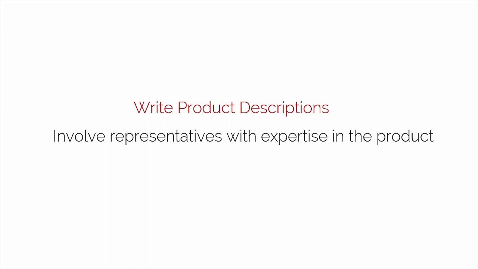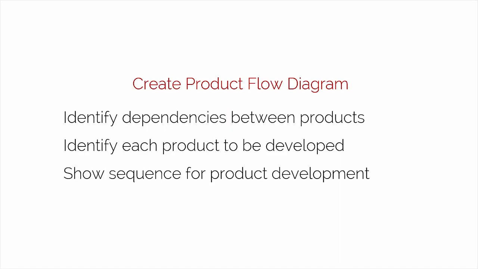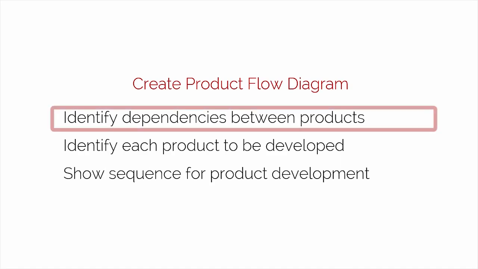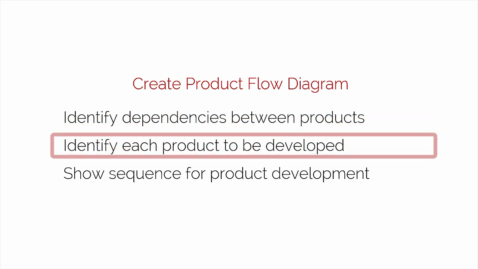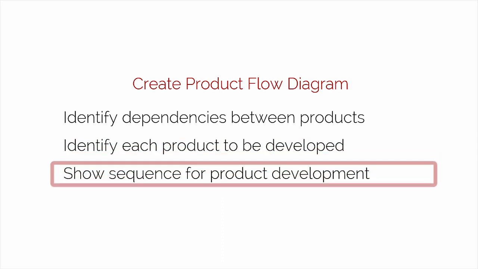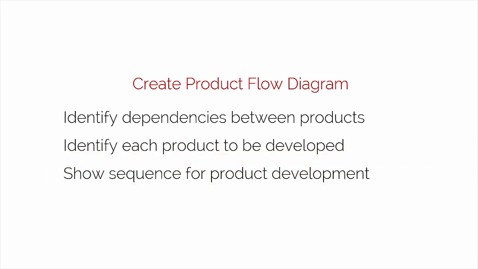The next stage is to create the product flow diagram. A flow diagram is needed to identify and define the dependencies between products. Each product to be developed within the plan in question is identified, and the sequence in which it's to be created is shown. Any products that already exist or that fall outside the scope of the plan should be clearly identified as external products.